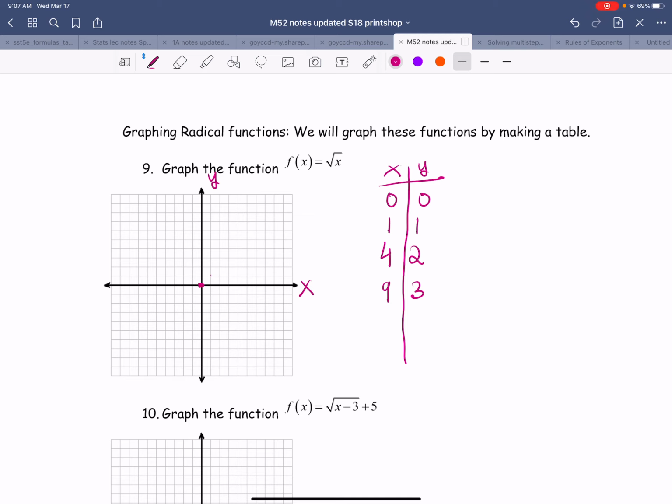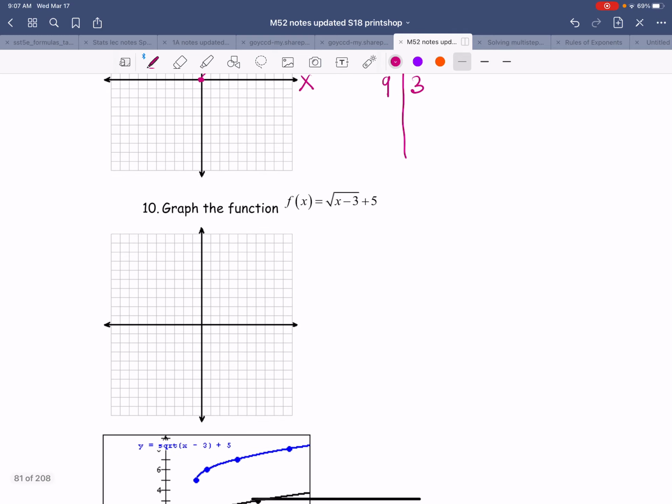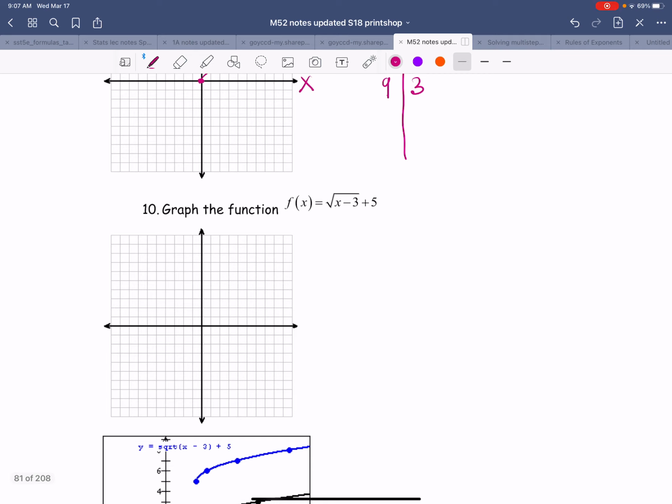0, 0; 1, 1; x is 4, y is 2; x is 9, and y is 3. There we go. And that's our graph for the square root function. Next, let's go ahead and graph the function square root of x minus 3 plus 5.